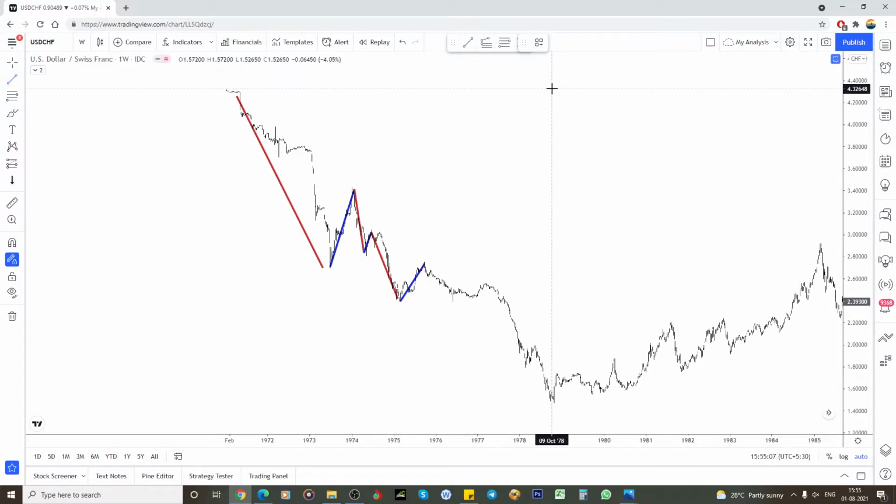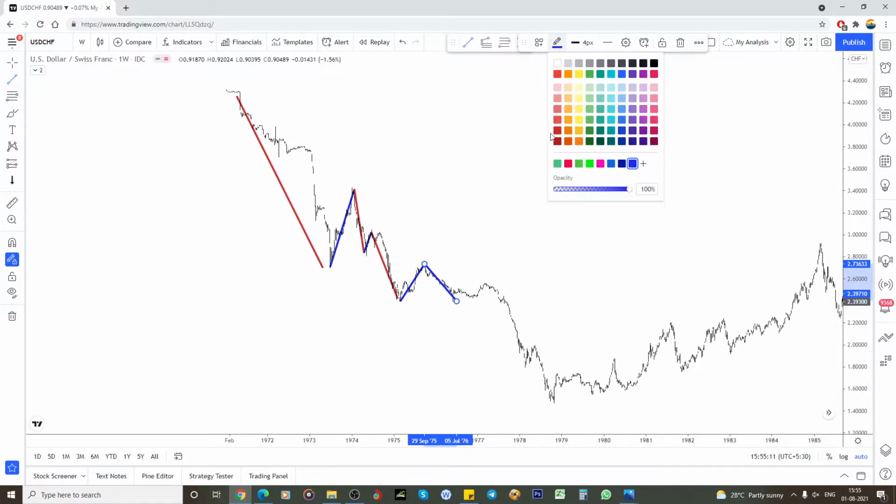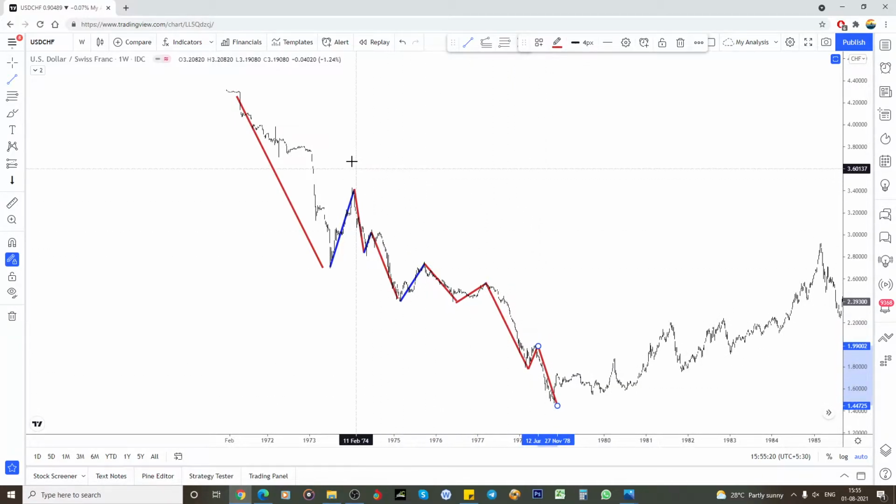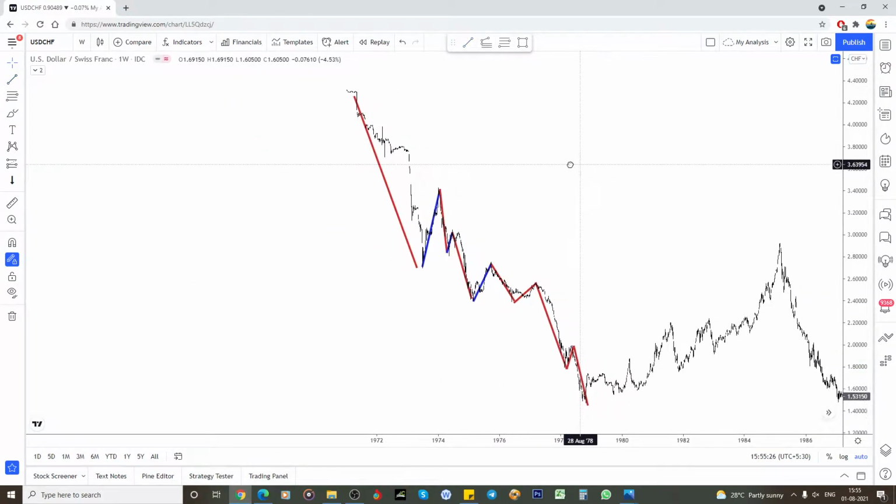After that, it's in the downtrend. This is wave 1 of C, this is wave 2, this is wave 3, this is wave 4 and this is wave 5. So one downtrend, one A, B, C has been completed as of now, right? So let's move on to the next.